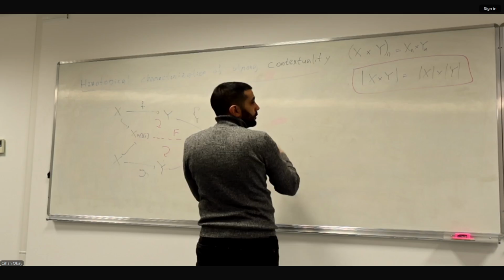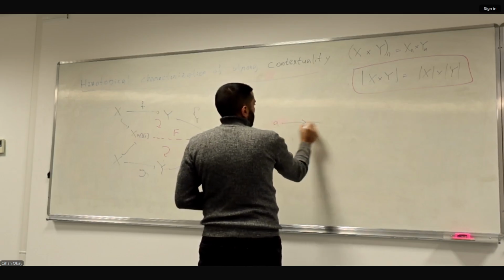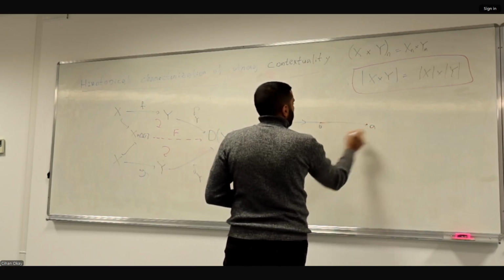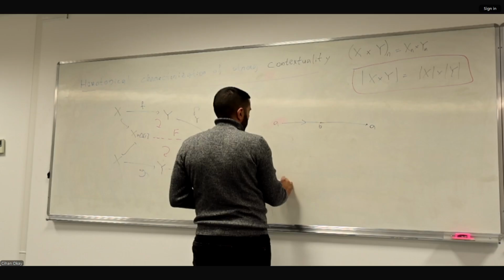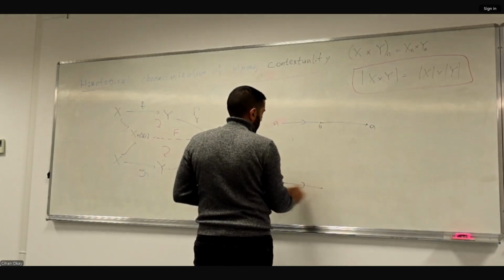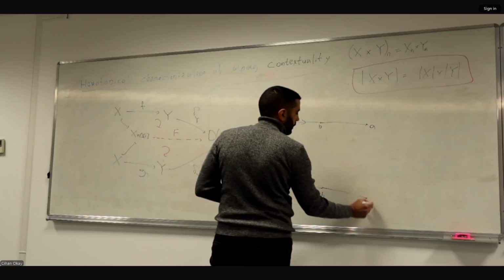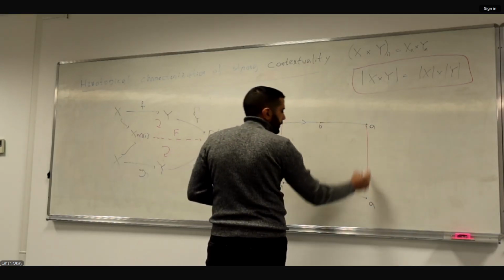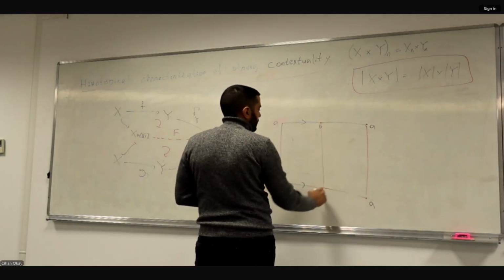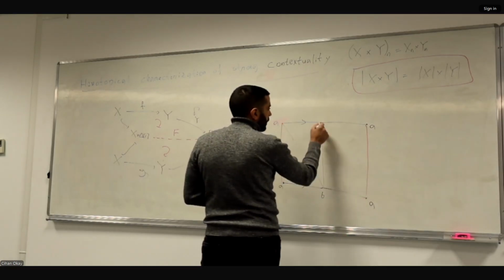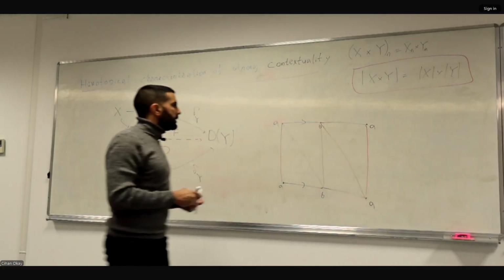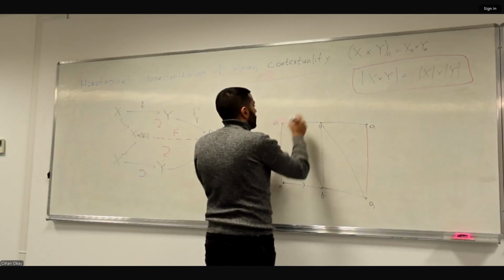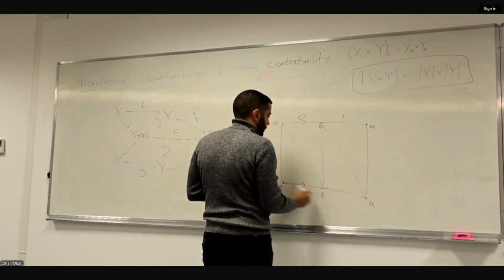Back to the example. So the example A, B here, A, the same A. Here's the same one we said, right? And we have two triangles like this, and this is 0, 1 here, and this is 0, 0.